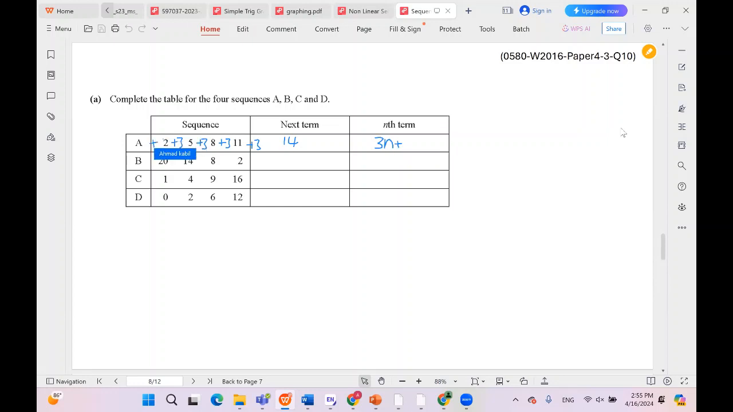So something plus 3 equals 2. So basically, you're doing minus 3 here. So 2 minus 3 gives us negative 1. So 3n plus negative 1. Or of course, you can rewrite it as 3n minus 1. This looks nicer than what we wrote before. So 3n minus 1 would work. For the second sequence, we have 20 minus 6 equals 14. 14 minus 6, and here minus 6 as well.